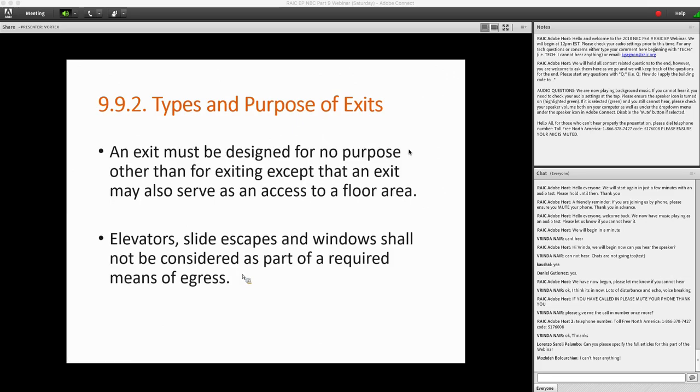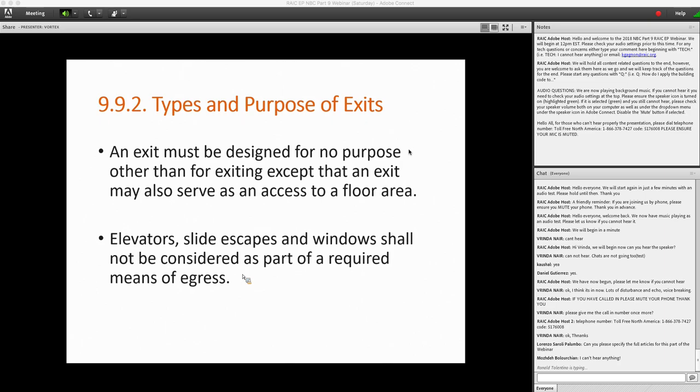Still under 9.9.2, an exit must be designed for no purpose other than for exiting. So if you have an exit from your floor area, for instance an exit stair, it cannot serve any other purpose other than providing a safe means of evacuating a building in the event of a fire, except that your exit may serve as an access to a floor area.